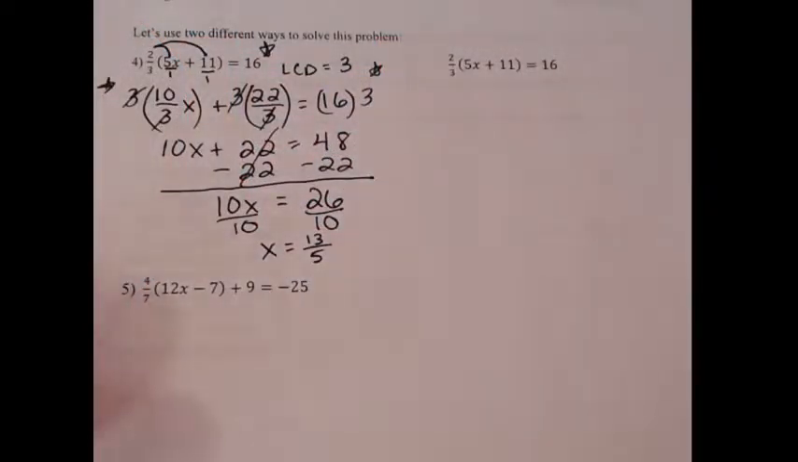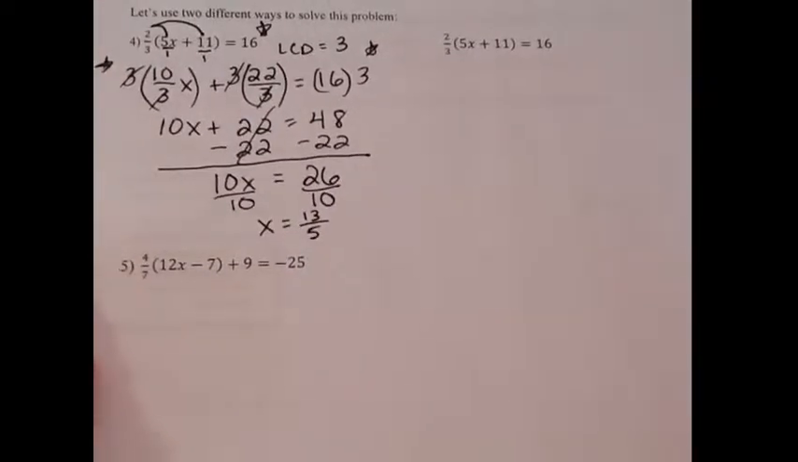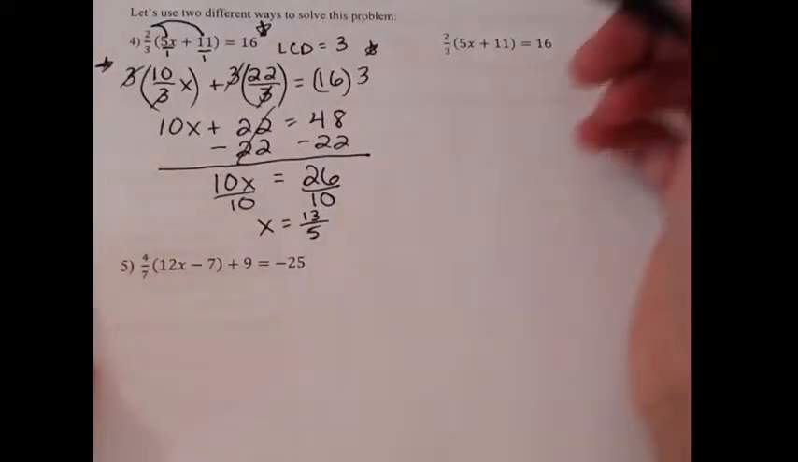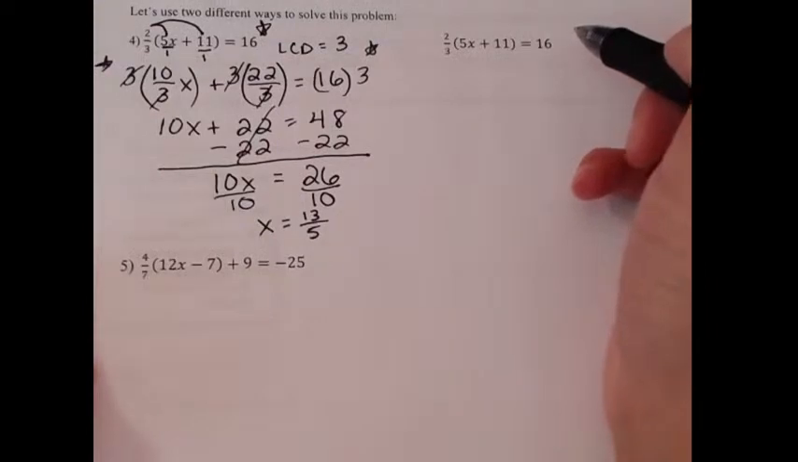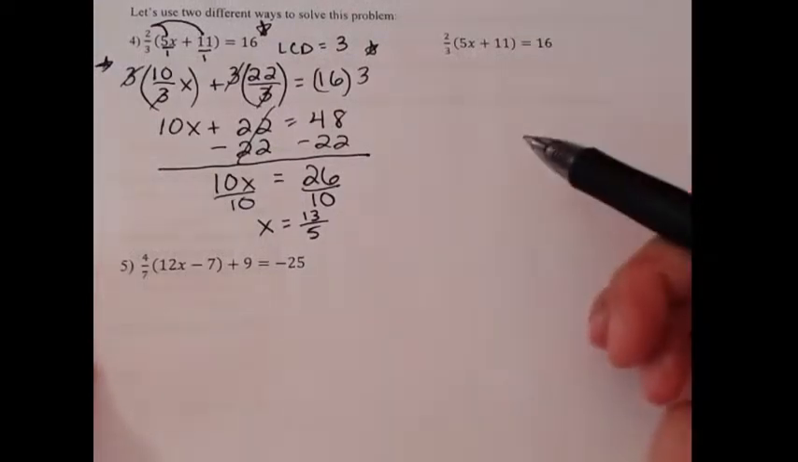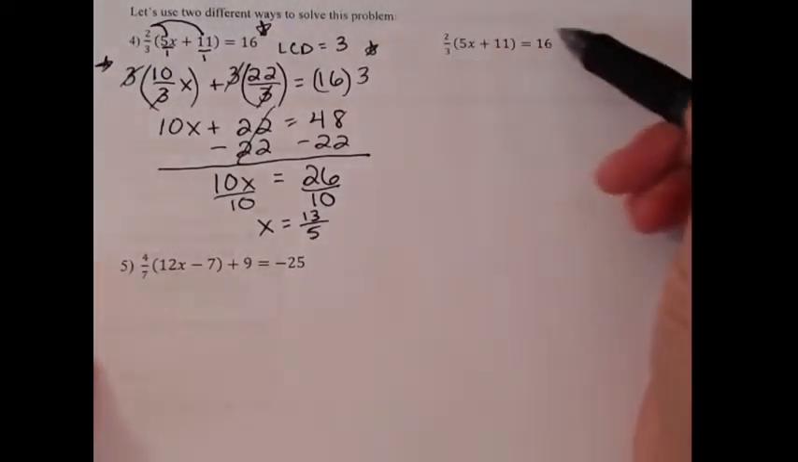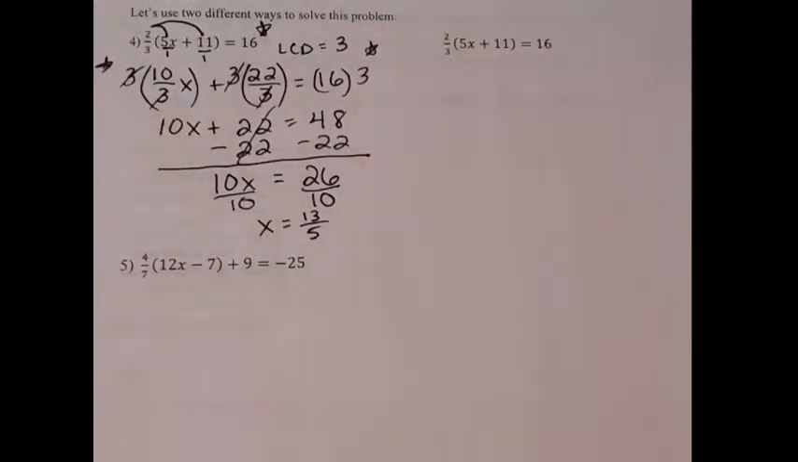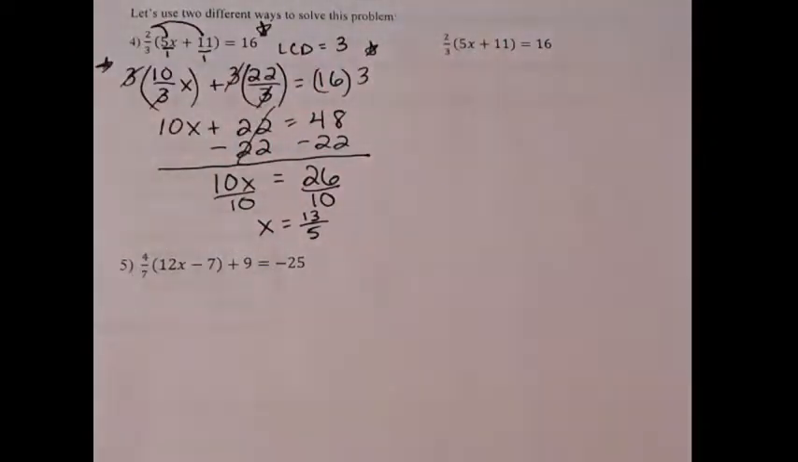Okay? Take a look. For our second way of solving this problem, we have 2/3 times, again, 5x plus 11 is equal to 16. From the very beginning, I want you to notice we have 1, 2 terms. If I did not distribute, I have only 2 terms in this equation. I have a 2/3 times a package is equal to 16.